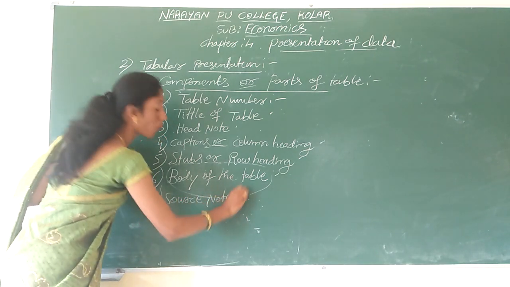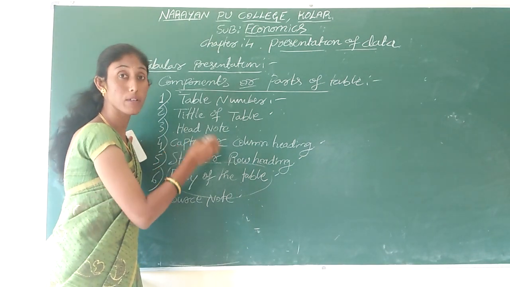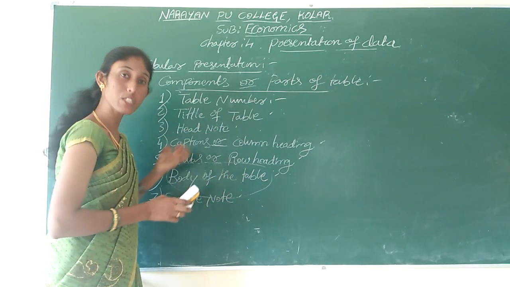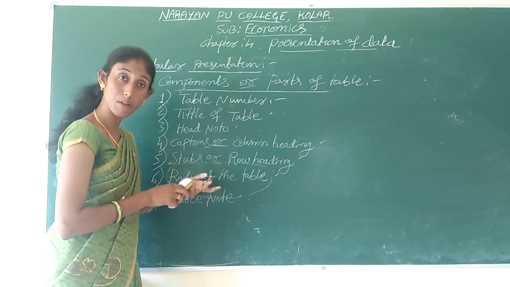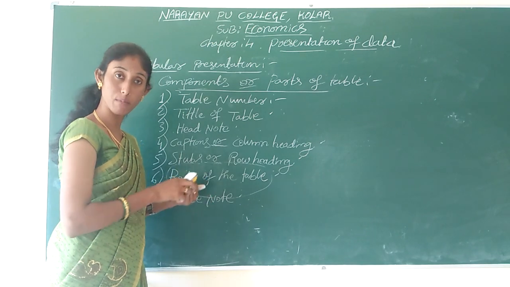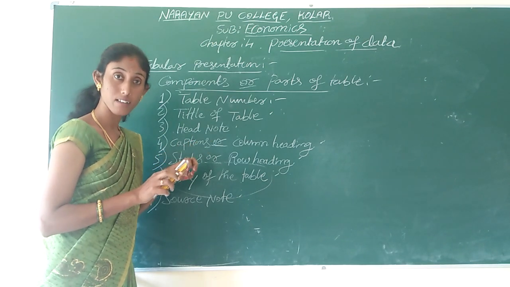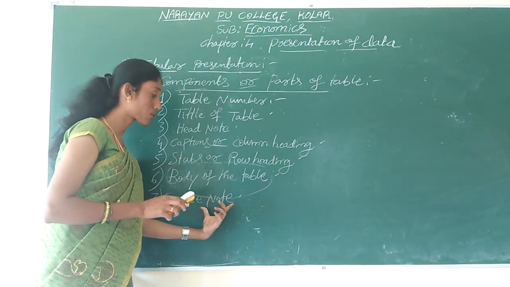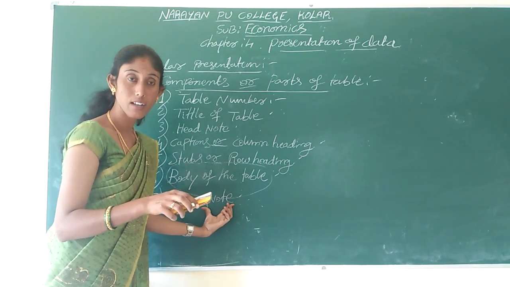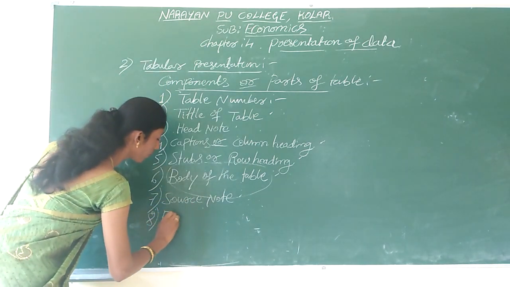Source note means from where we have collected the information presented in the table. Whatever data we have presented, whether we have collected it from published sources, unpublished sources, census or websites, from which source or from whom we have collected that data should be written at the bottom of the table. Got it? That is called the source note. And at last, footnote.